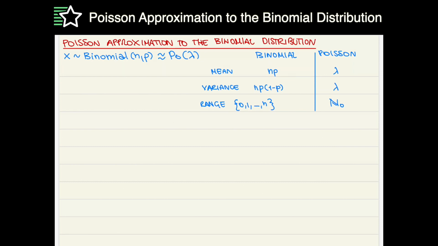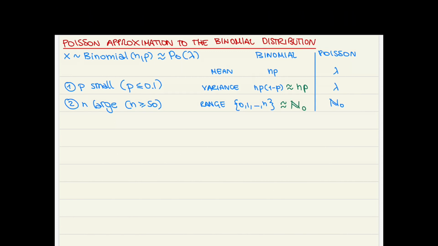So the two conditions under which the binomial distribution can be approximated by the Poisson distribution are, first of all, p has to be small. In this way, 1 minus p will be close to 1, and therefore the variance of the binomial distribution will be close to n times p, which is also its mean. And of course, n has to be large in order to make the range of the binomial distribution similar to the range of the Poisson.